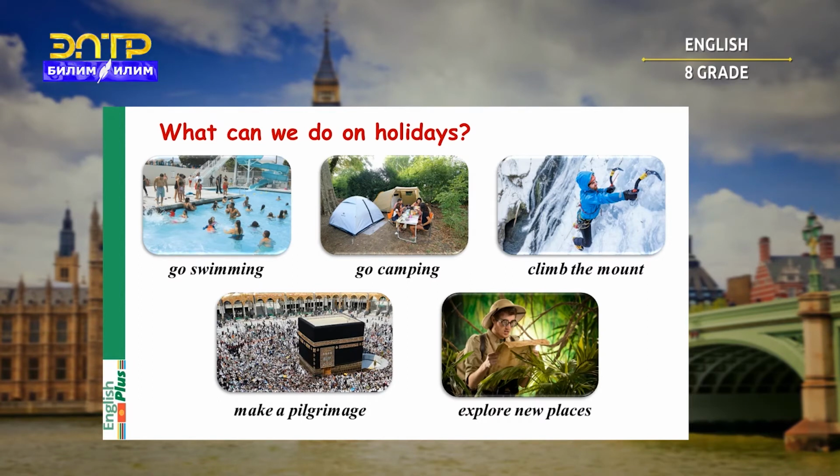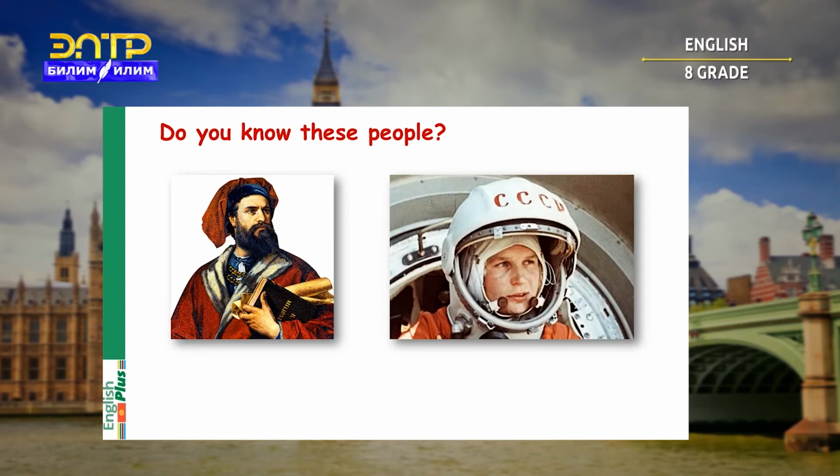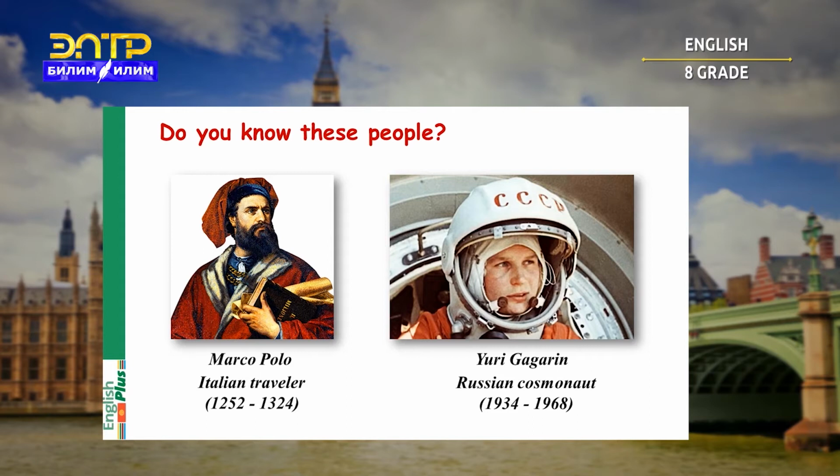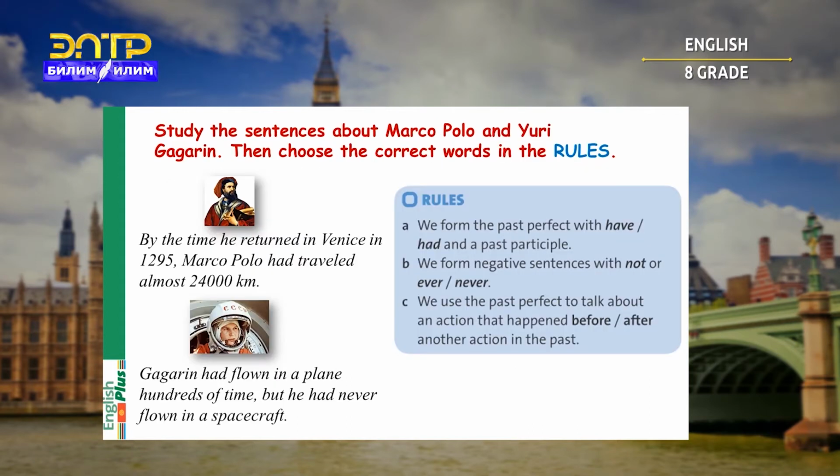Good. Look at these two pictures. Do you know these people? This is Marco Polo and Yuri Gagarin. Marco Polo was an Italian traveler and Yuri Gagarin was a Russian cosmonaut. Now study the sentences about Marco Polo and Yuri Gagarin. Then choose the correct words in the rules. You have 1 minute.